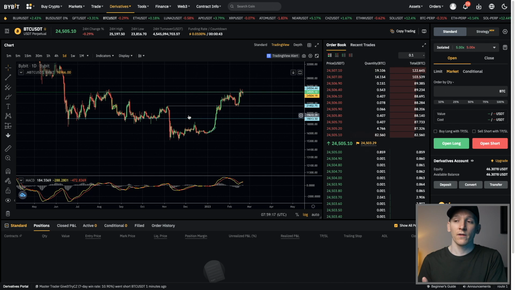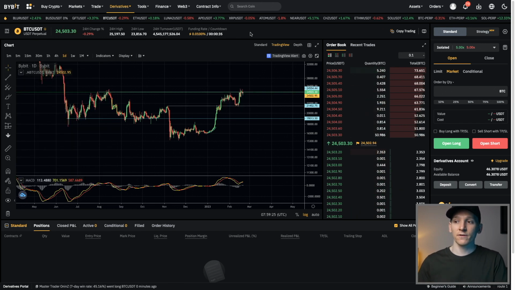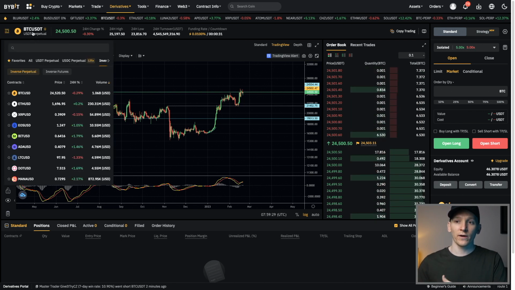When trading crypto in the futures market, there are a few things that are different to just trading in the spot market, which is where you use cash to buy and hold. We're actually just taking positions on the price of an asset. And so it's a little bit different in the way that we trade it.